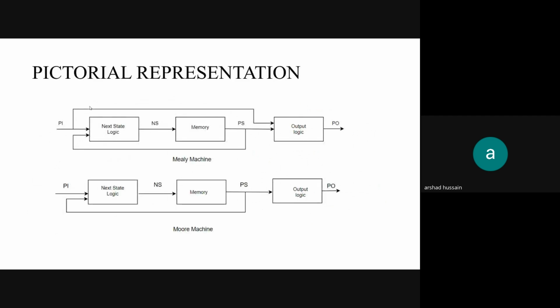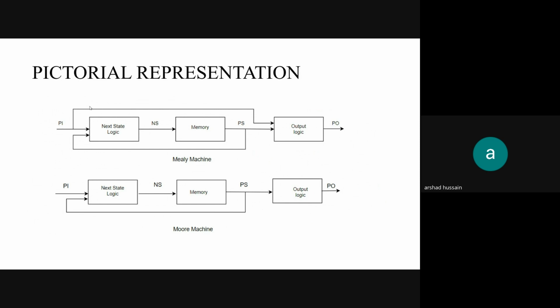Now moving to the pictorial representation of the Mealy machine and the Moore machine, which can be seen in this slide. If we see it closely, for both the Mealy and the Moore machine, there are two functions: one is the next state logic and another is the output logic. The next state logic is a function which takes the primary input and the present state, which is stored in a flip-flop or a memory, and it generates the next state.